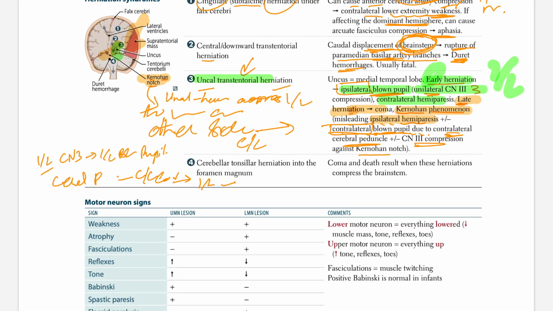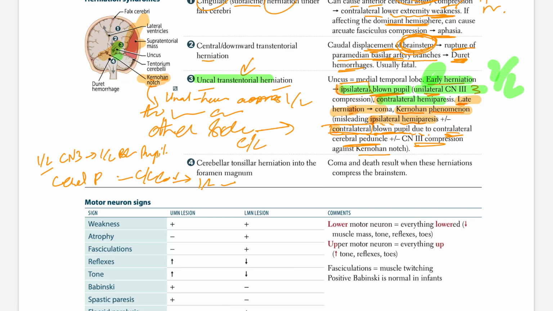which is going to be opposite. Now, if you look, there was a contralateral hemiparesis. Here you have ipsilateral hemiparesis. There was an ipsilateral blown pupil. Here you have a contralateral blown pupil due to the contralateral cerebral peduncle being compressed, and CN3 being compressed against the Kernohan notch. So this is all about it.